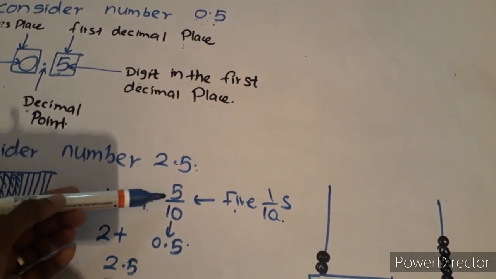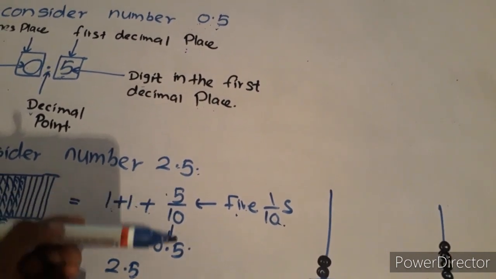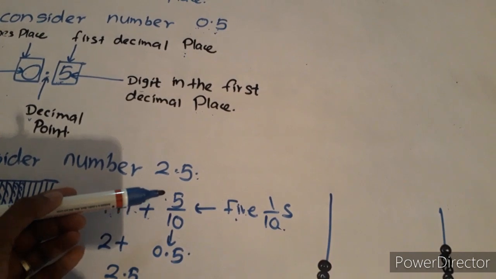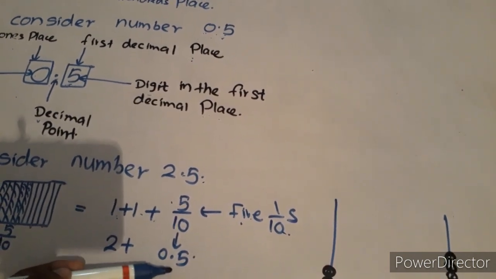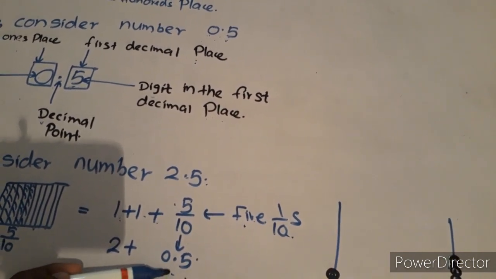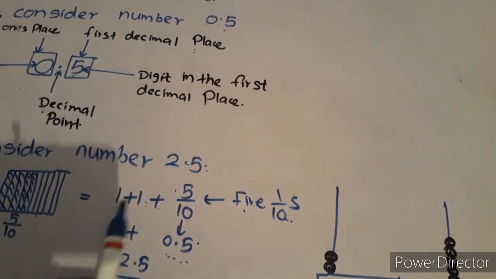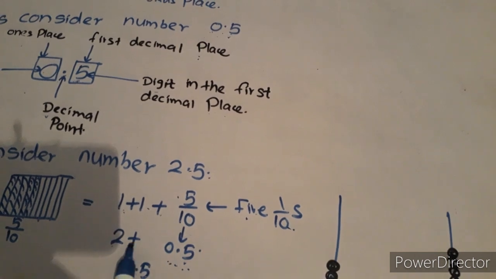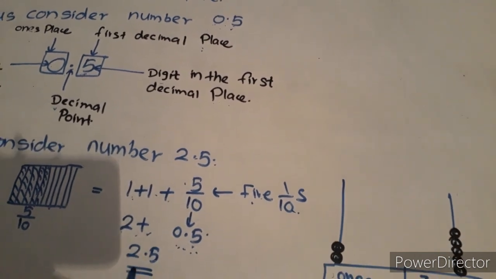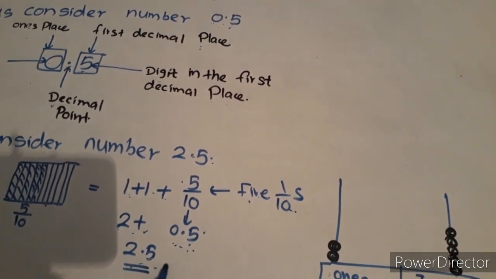Now we know how to convert the fraction into the decimal. So it becomes 0.5. Then the whole number and this decimal number, when we add together, we will get 2.5.